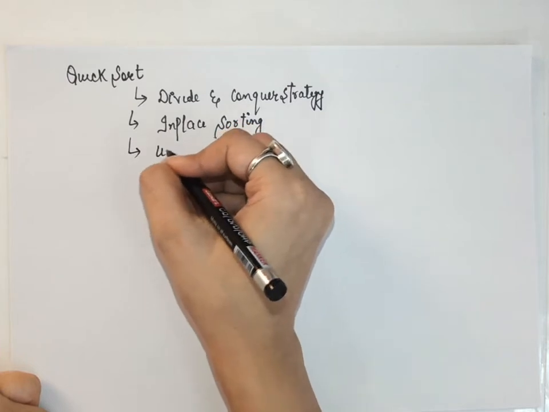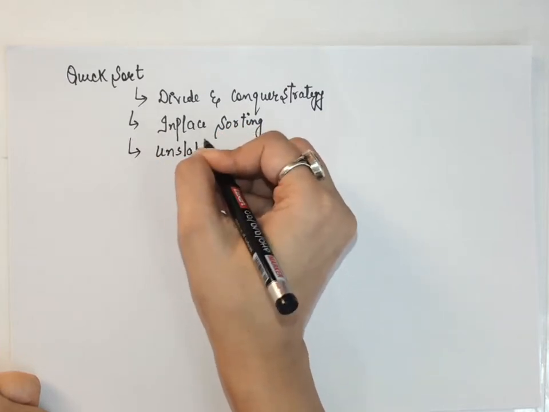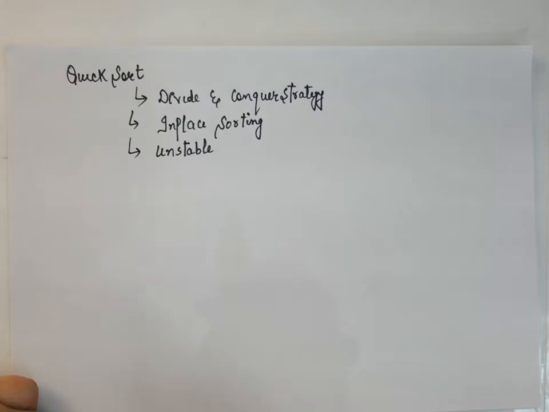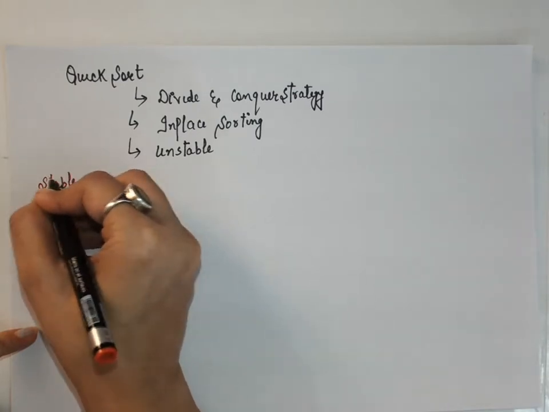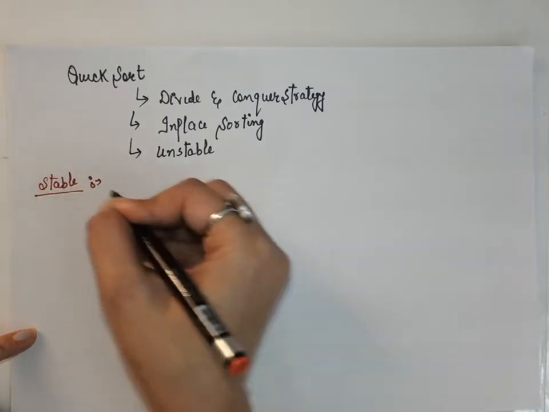And third is it is unstable sort. What do you mean by stable or unstable? What is stability of any sorting algorithm?